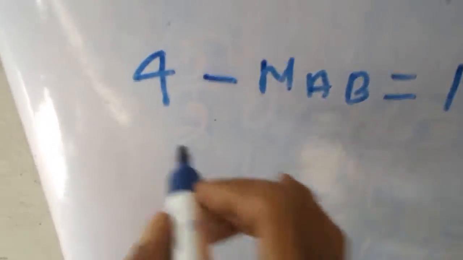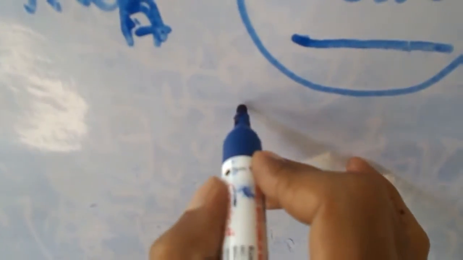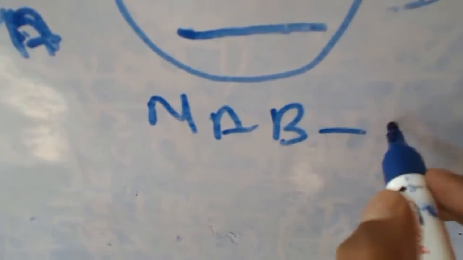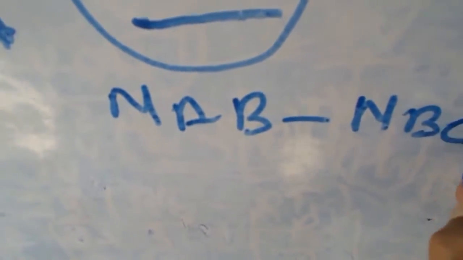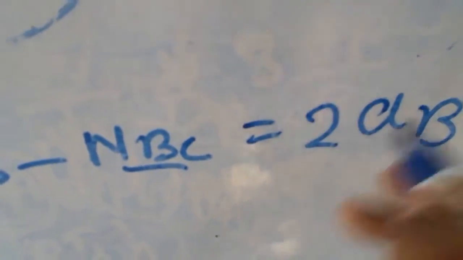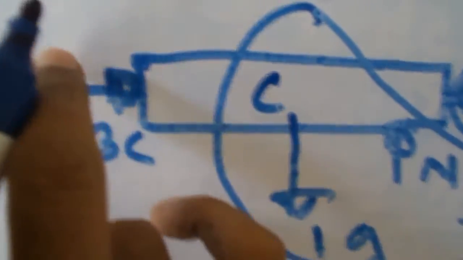Now again I am going to write down the equation for B. Look here, NAB is positive and NBC is negative, so I write NAB positive and NBC negative. This should be equal to 2 times the acceleration of B. And again here, this is NAB, and this is the only force in the positive direction, so NBC.